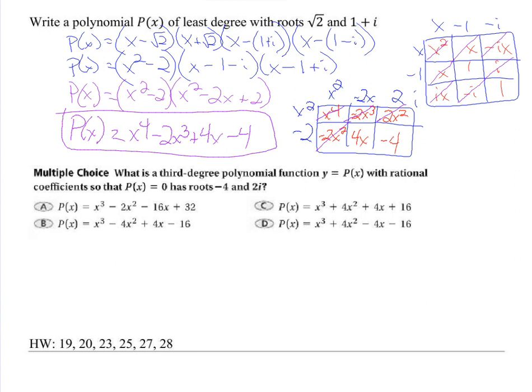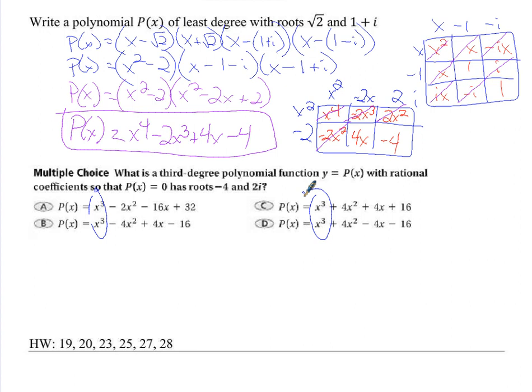What is a 3rd degree polynomial function with rational coefficients, so that P of x equals 0, has the roots negative 4 and 2i? It's the same problem. It needs to be a third degree polynomial. Notice that I have third degree polynomials all the way through, so I can't eliminate anything off that.